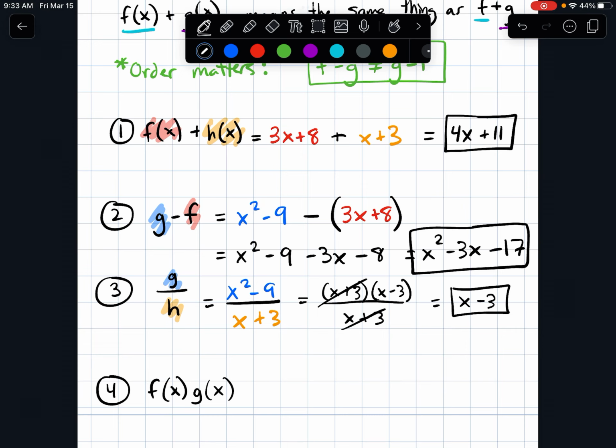Problem number 4, I'm going to take f of x times g of x.